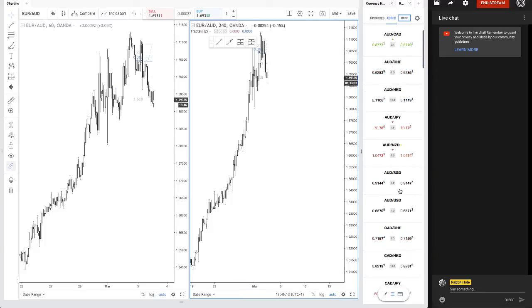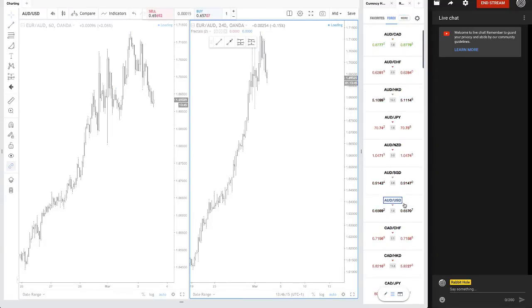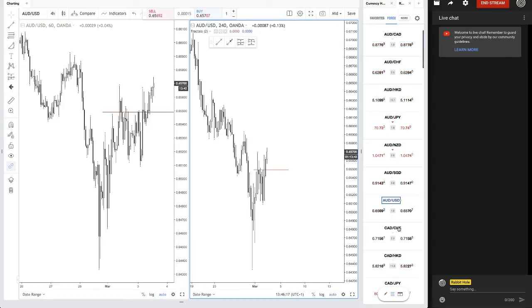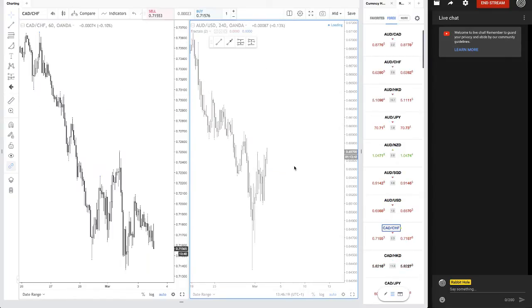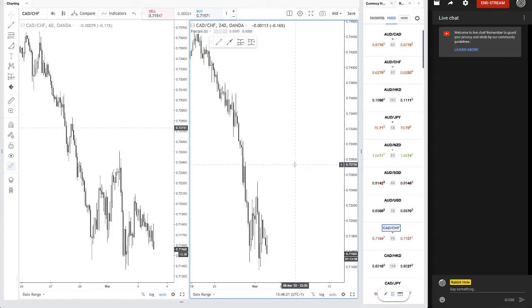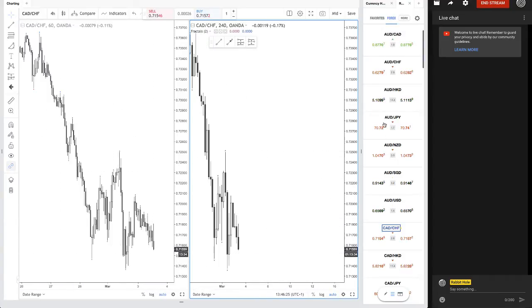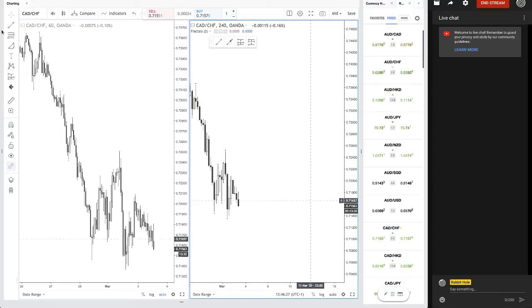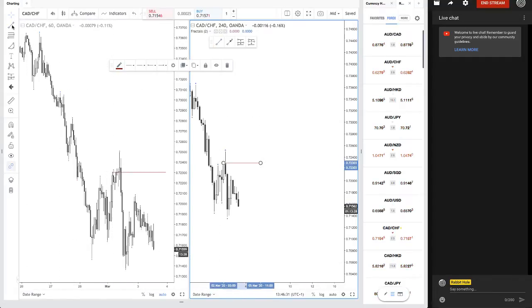Okay, now we have all the pairs. Euro USD, we were explaining it. CAD, Swiss franc. Like here. What are our previous two fractals? Bullish one and the bearish one.